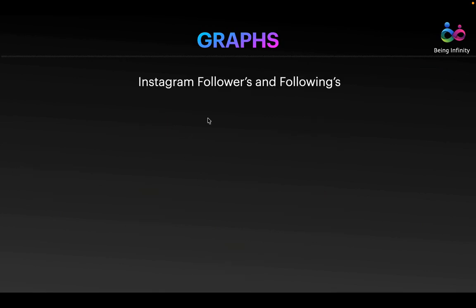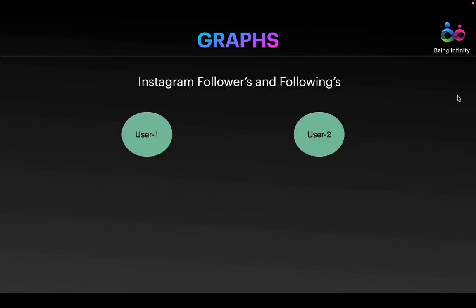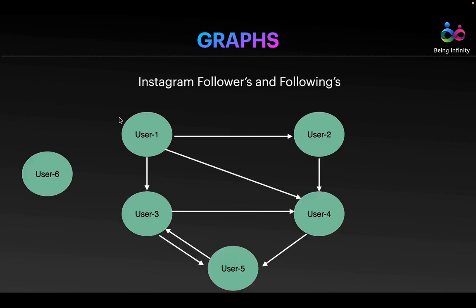Next example, Instagram followers and following. If user 1 follows user 2, that does not mean user 2 is also following user 1. Adding a few more connections and nodes, here user 3 and 5 are following each other, but user 6 has no followers nor any followings. This is one prime example of what a directed and unweighted graph is.